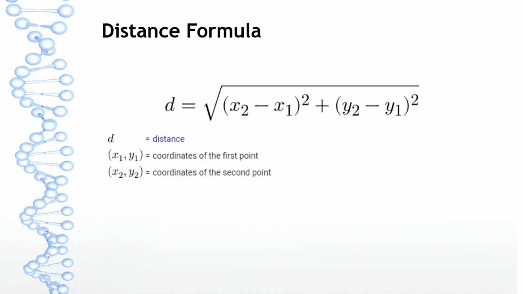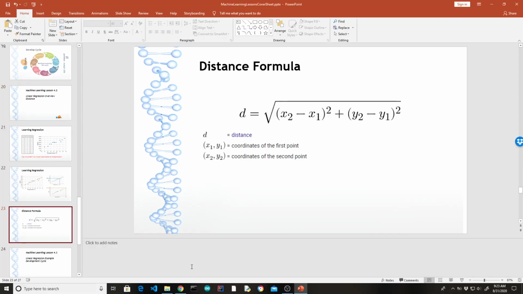So how do we figure out this line of best fit? In order to do this, we have to use the distance formula. I'm going to show you in an interactive web page how we use this distance formula. But again, the distance formula is just comparing the coordinates of two points and finding the distance. So let's go to the web page.